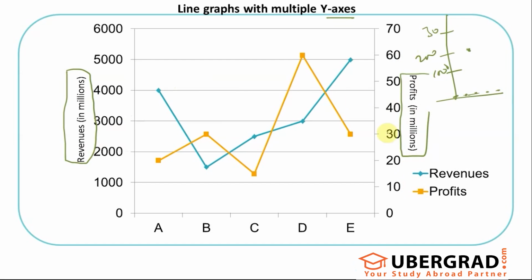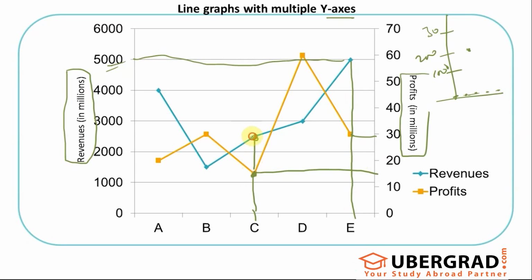Profits is the orange square block. For company E, the profit is 30. For company E, what is the revenue? 5000 millions. Now that's how I read. Revenues are read to the left and profits are read to the right. So what's the profit for company C? That is around 15, right? What about the revenue for company C? Somewhere around 2500, something like this, right?